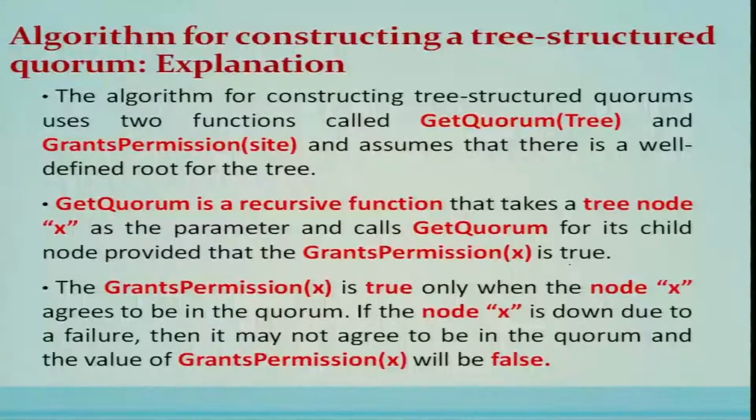The algorithm for constructing the tree structured quorum uses two functions called getQuorum and grant permission of the site, and assumes that there is a well defined root for the tree. GetQuorum is a recursive function, as I told you, that takes the tree node x as a parameter and calls getQuorum for its child, provided that grant permission x is true. That is what we have just explained.